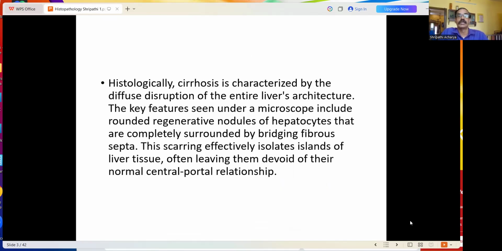Histologically, cirrhosis is characterized by the diffuse disruption of the entire liver's architecture. The key features seen under a microscope include rounded regenerative nodules of hepatocytes that are completely surrounded by bridging fibrous septa. This scarring effectively isolates islets of liver tissue, often leaving them devoid of their normal central portal relationship.